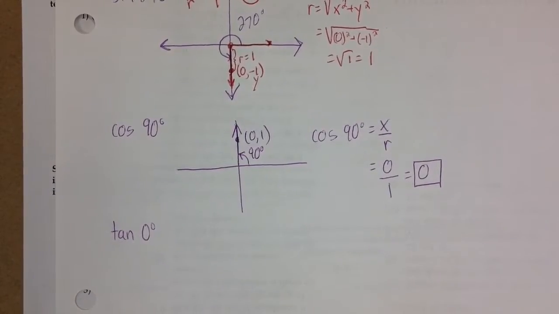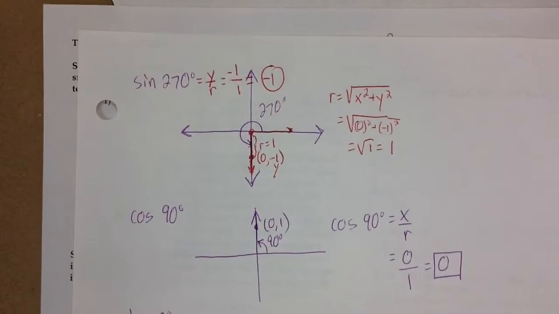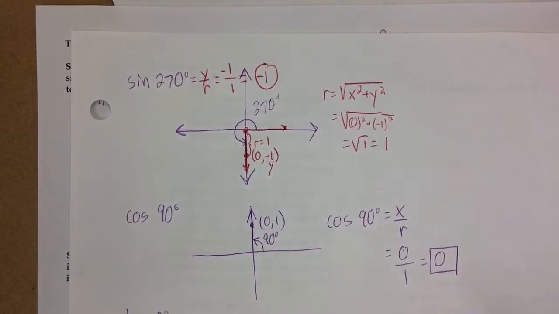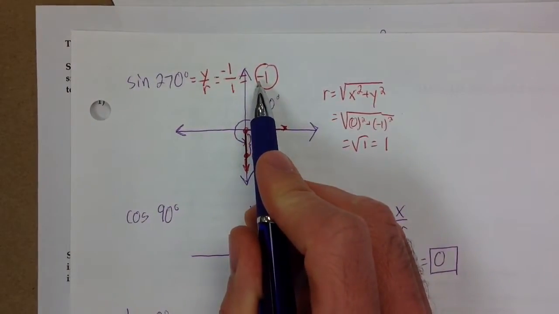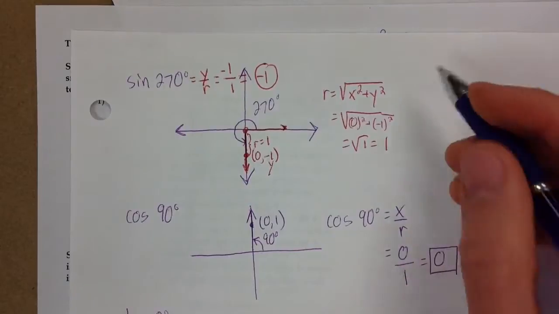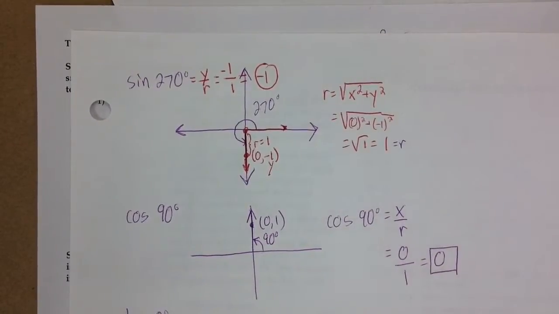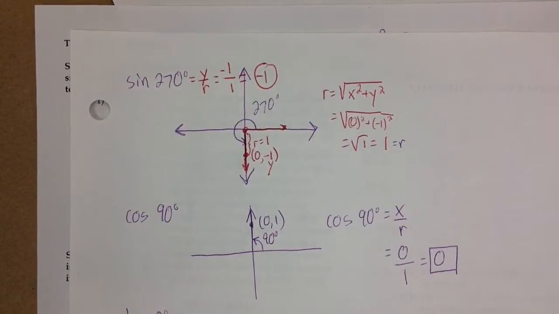Yes? No, I have one for the first one. Okay. Is it 1 or -1? It is -1. Okay, I only saw the 1. Oh, that's the r. Another thing, r is always positive. Okay.